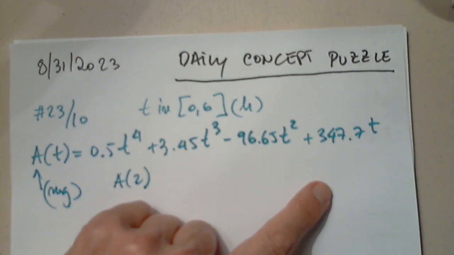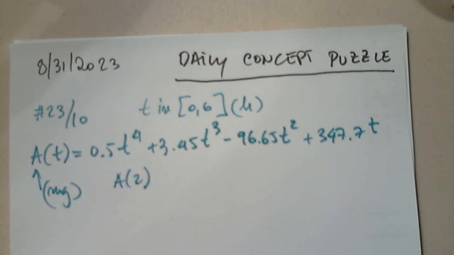And then plus 347.7 x. That's not what I meant. Don't copy that. Plus 347.7 t, which is x. If you made the same error, clear the second one. So this is the function.